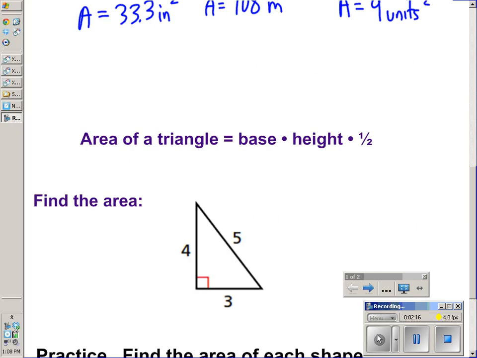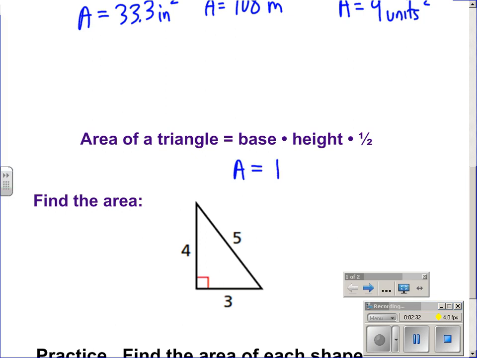Alright, moving on to the other type of problem that we'll do in this lesson. Not only can we find the area of parallelograms, but we can also find the area of triangles, and that is found by multiplying the base times the height and taking half of it. So another way of saying the area of a triangle is multiplying the base times the height and then dividing it all by 2. So if we were to find the area of the triangle below, 3 is our base, 4 is our height, so we would take 3 times 4 and get 12. We would divide that by 2, and the area of this triangle is 6 units squared.